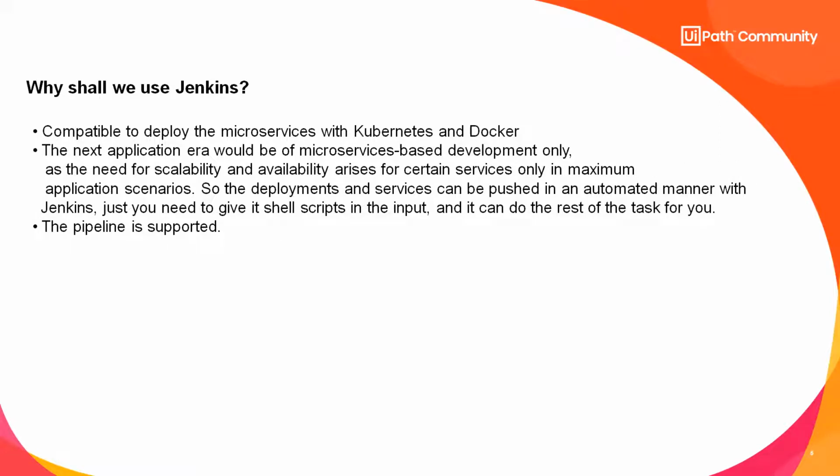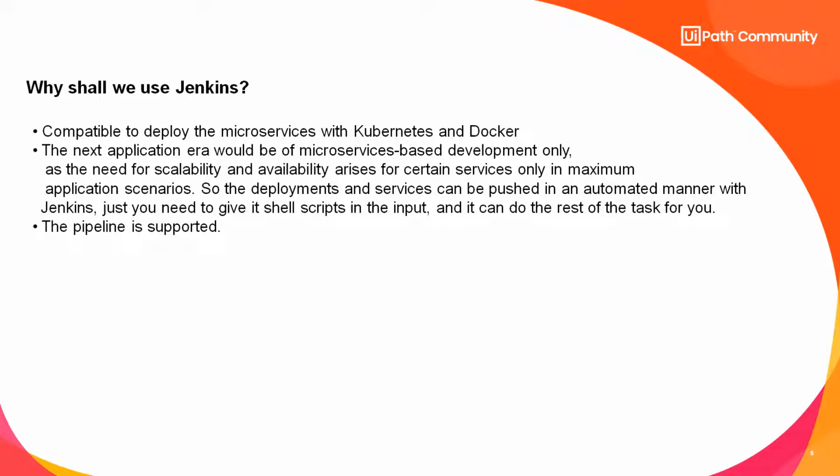Now, why should we use Jenkins? Because this is an open source tool that we can integrate with any of the available tools. It is compatible for deploying microservices with Kubernetes and Docker and several other cloud platforms like AWS EC2, then Azure. We can also use UiPath Orchestrator for the deployment of the process while integrating even GitHub.